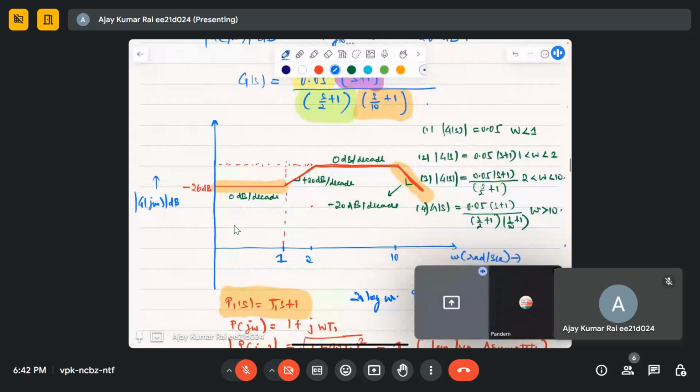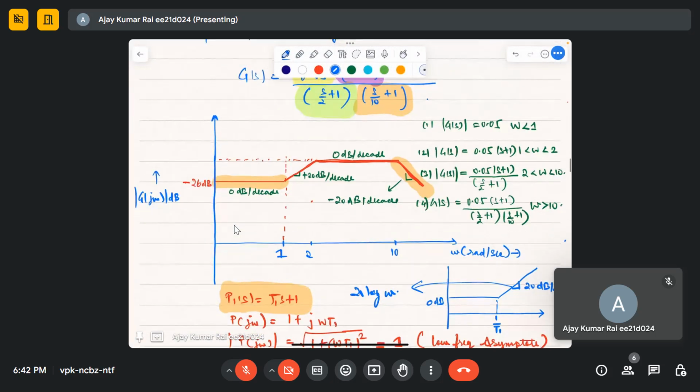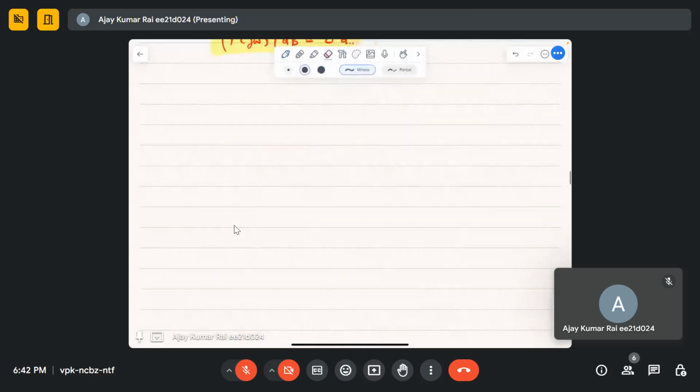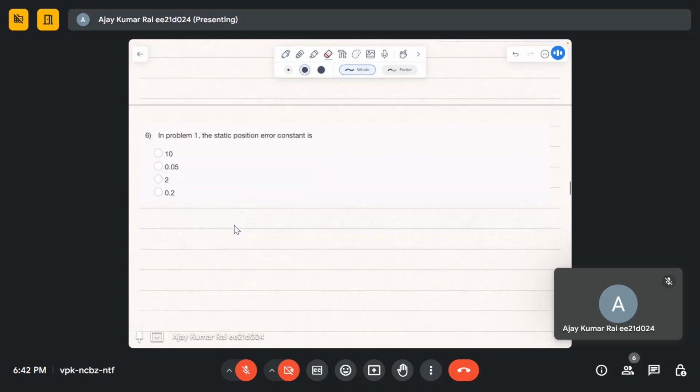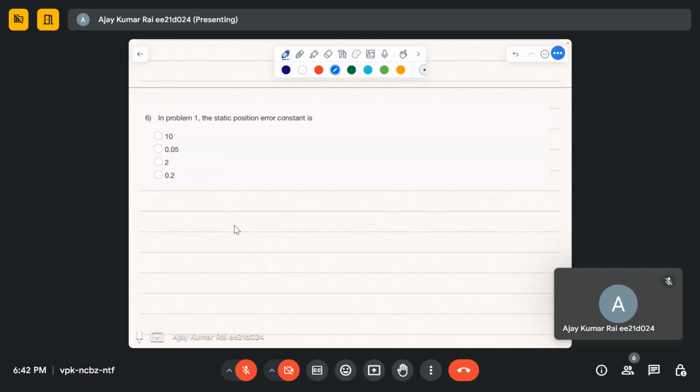Okay, so any doubt you have in this? It's very interesting, you'll use this plot. So in problem 1, we have to find the static position error constant. Do you know the definition of static position error constant? So what is that? This is the open loop transfer function, and this is the definition of static error constant.